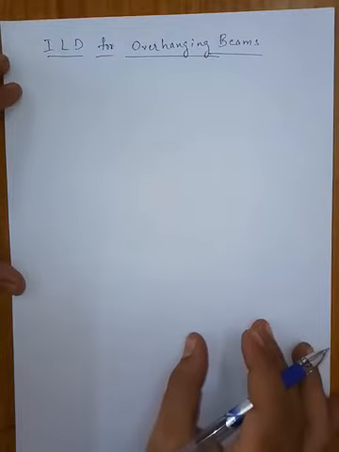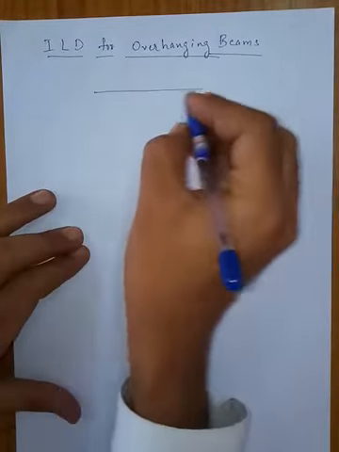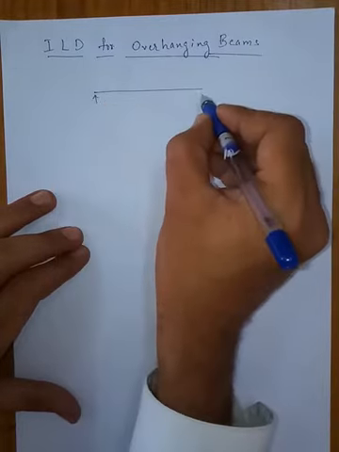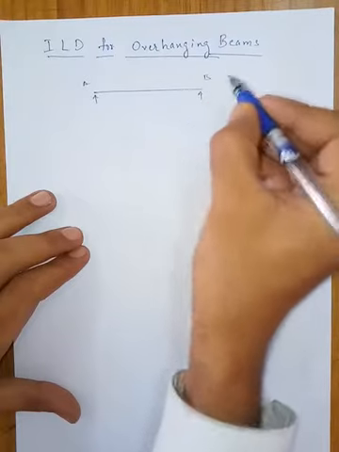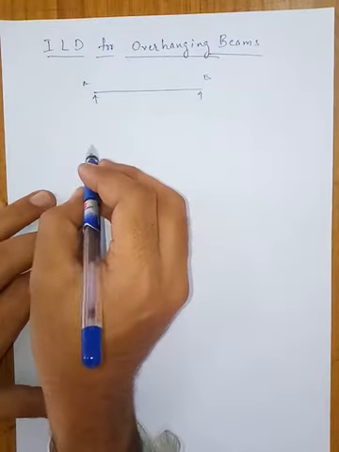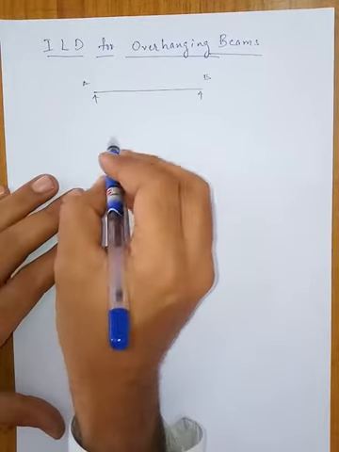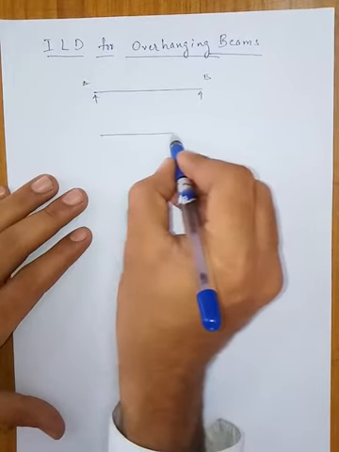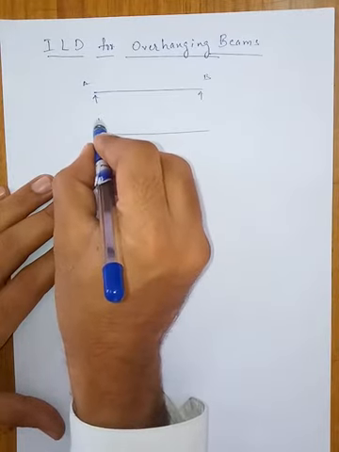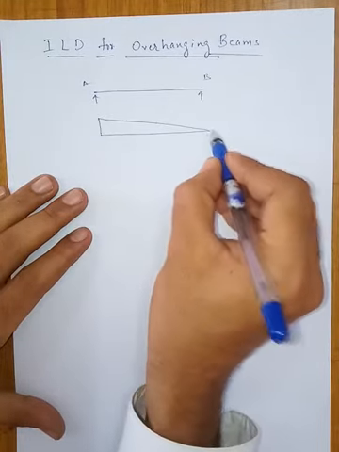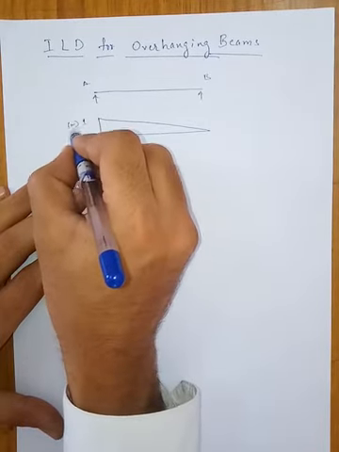ILD for overhanging beams. Initially, we had ILD for a simply supported beam. Suppose we have AB that is simply supported over A and B. What was the ILD for support reaction at A? Suppose we had it like this. This is nothing but 1 or W.